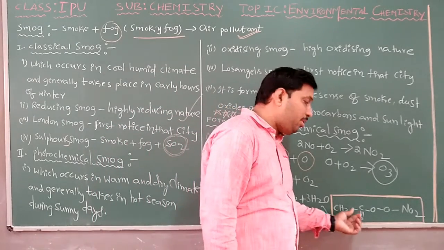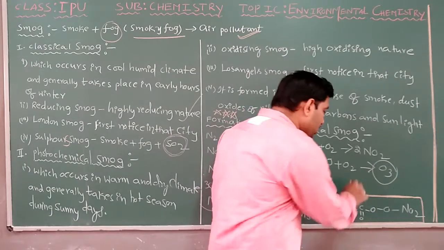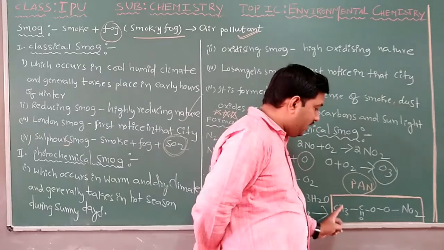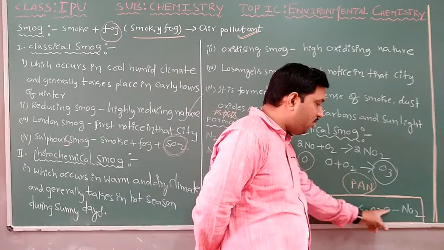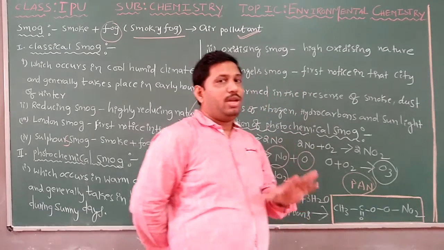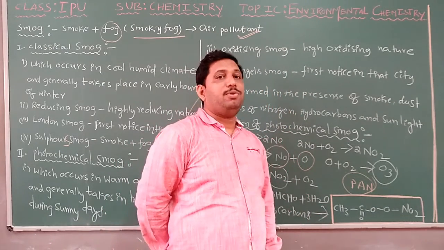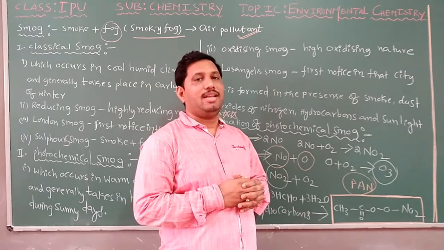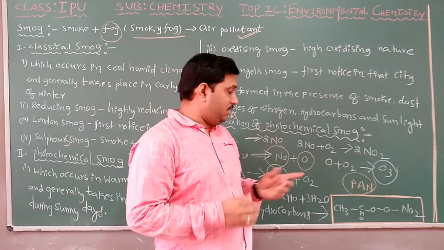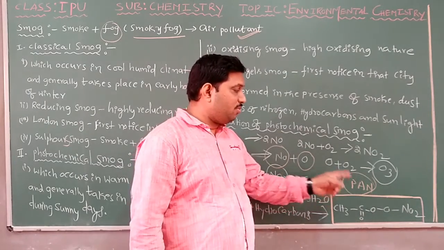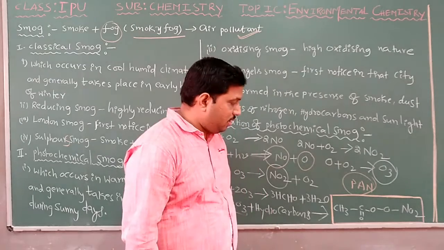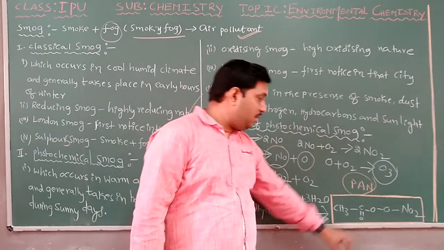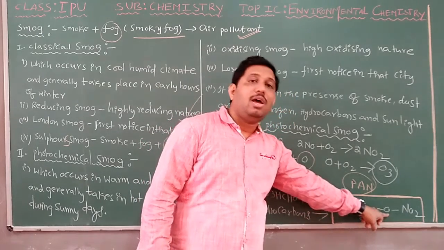It can form peroxyacetyl nitrate, which is also known as PAN. PAN stands for peroxyacetyl nitrate. Its structure is CH3COOONO2. A very important term, students, from the examination point of view. In the examination they will ask how many peroxy bonds are present in PAN. Only one peroxy bond is present, between the oxygen atoms.